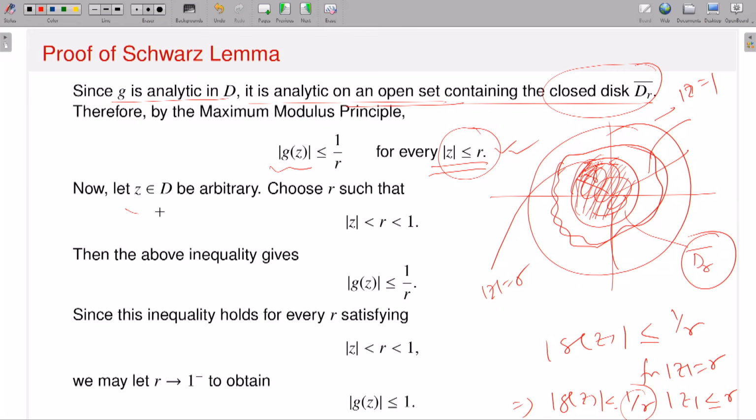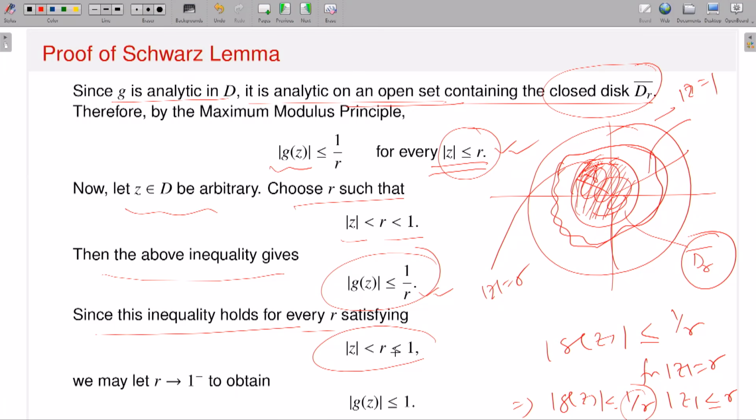Now let z belong to D, arbitrary. If I take any arbitrary z, choose R in such a way that mod z is less than R less than 1, then the above inequality says that modulus of G(z) is lesser equal to 1 by R. So this is done. Since the inequality holds for every R satisfying R strictly greater than mod z and less than 1, now you can guess, I am taking R approaches 1.